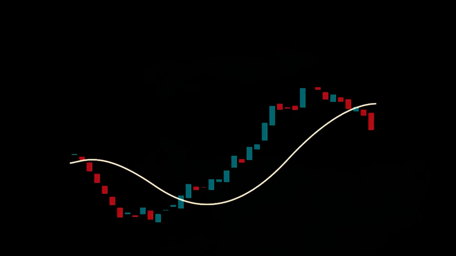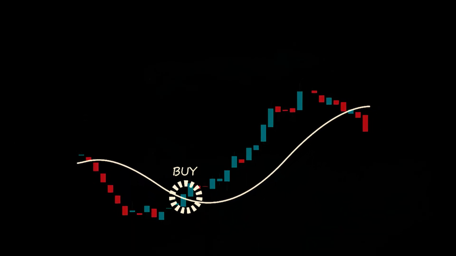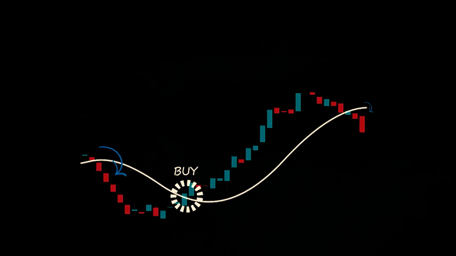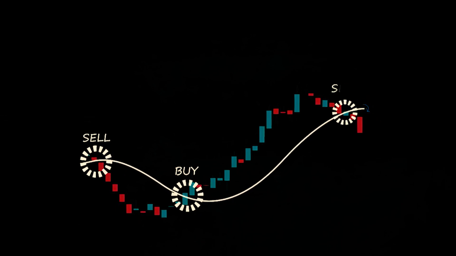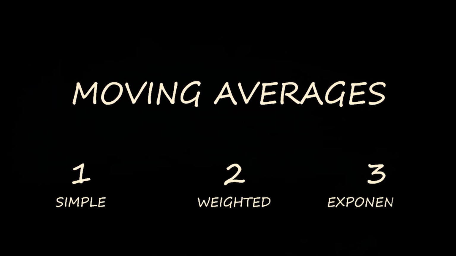At the most basic level, when the price crosses up and over the moving average, traders take this as a signal to buy. When it crosses down under the moving average line, they consider it a signal to sell. Let's take a look at the types of moving averages. There are three main types: simple, weighted, and exponential.